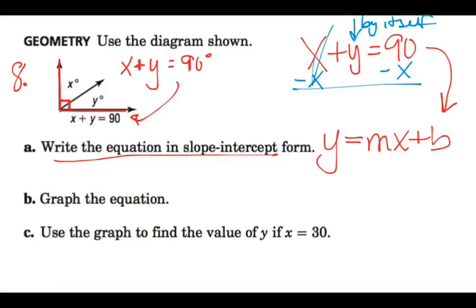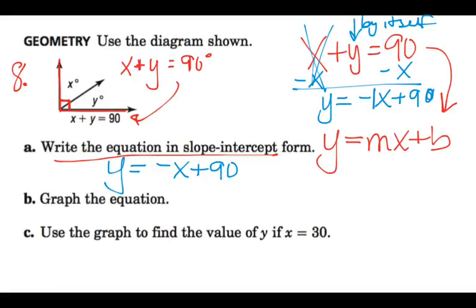The only difference here is that I cannot combine 90 and an x. Those are 2 different things, so I have to write them as an expression. Y equals negative x plus 90. That is in y equals mx plus b form. If you don't see it, if I put a negative 1 there, my m is negative 1. My b is 90. Not too bad.